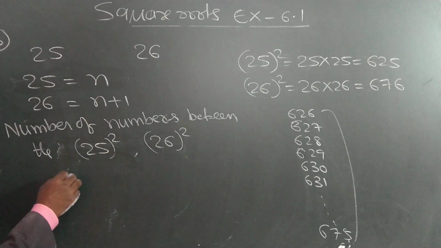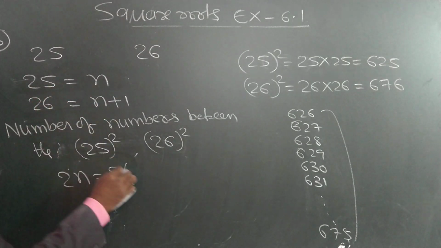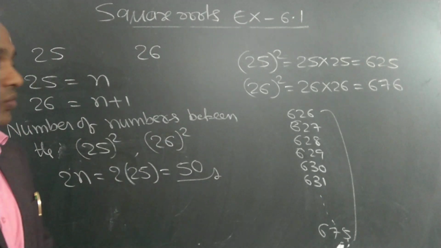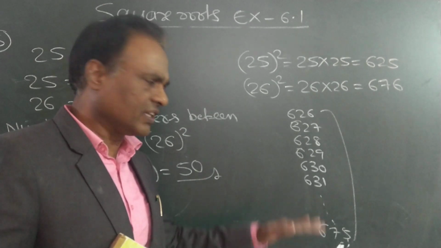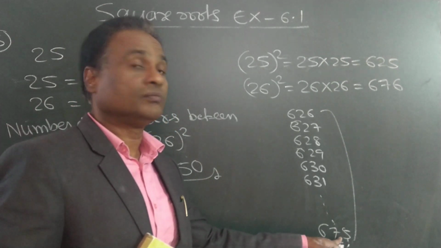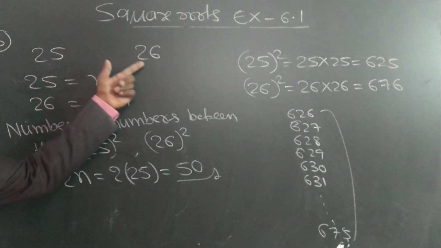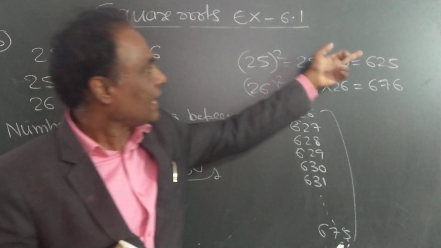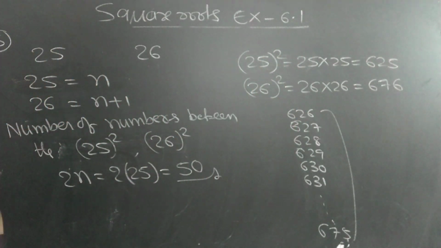I gave the formula 2n. 2 into n, where n is 25, so 50 numbers are there. You can count also: 626, 627, 628, 629, 630 and so on up to 675. There will be 50 numbers. Not between 25 and 26, but between the squares of them. First square them, and in between them, how many numbers are there? That is the question. Right.